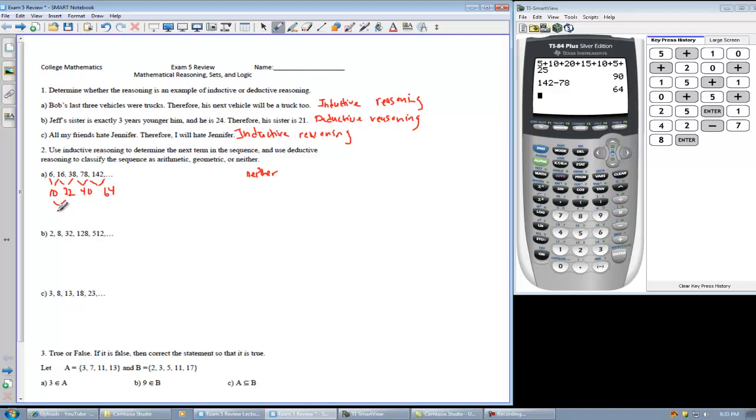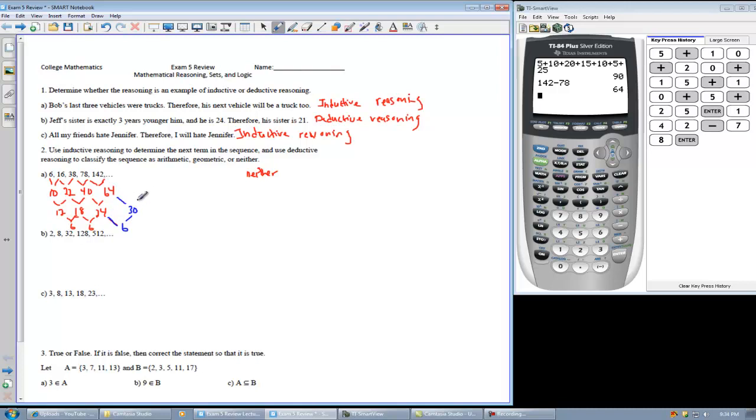So 22 minus 10 is 12. 40 minus 22 is 18. 64 minus 40 is 24. And then 18 minus 12 is a 6. 24 minus 18 is a 6. And then let's pause here for a minute. Now, I recreate this web. I know the bottom row should be a 6, so I put a 6 here. And I ask myself, what number goes here? When you take away 24, you get a 6, and that's obviously 30.